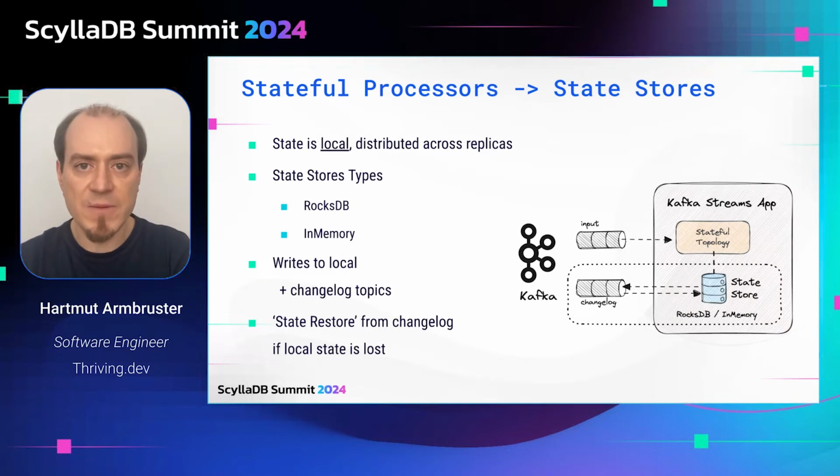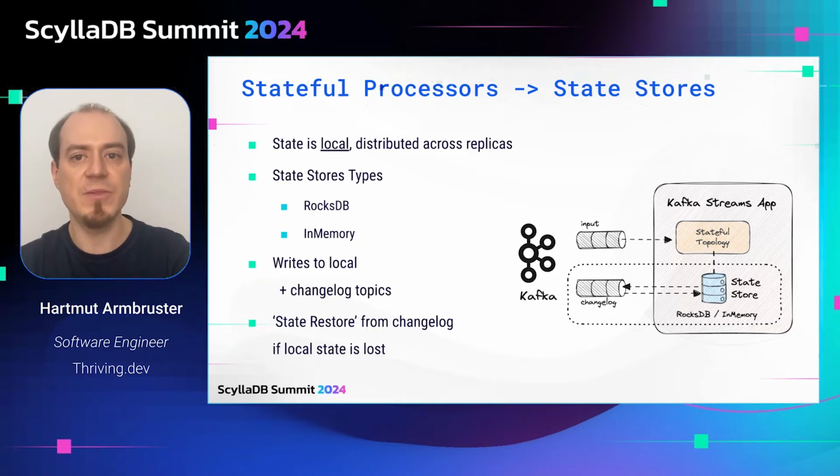Important for today's talk, stateful processors store data in what is called state stores in Kafka Streams. Kafka Streams maintains its state locally in RocksDB or in memory. For RocksDB, this local state is written to the file system, so it lives on disk where your application is running. Stores, as everything in Kafka, are also partitioned and therefore distributed across all running instances.